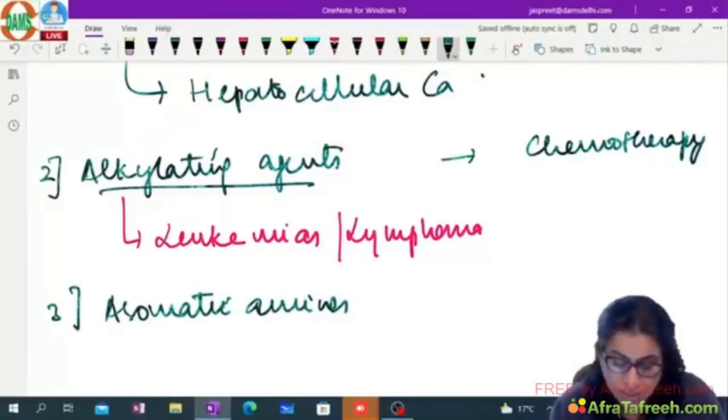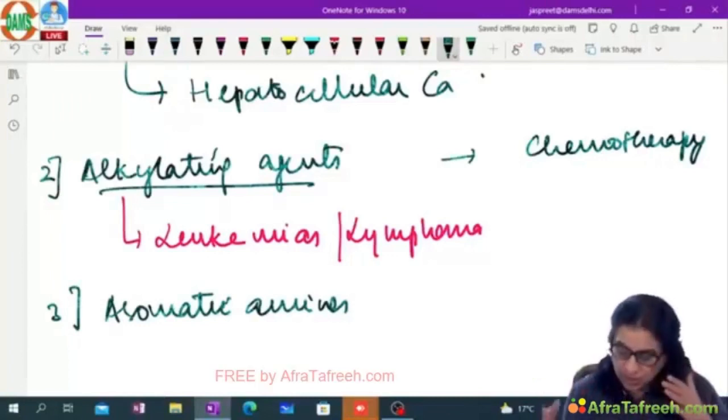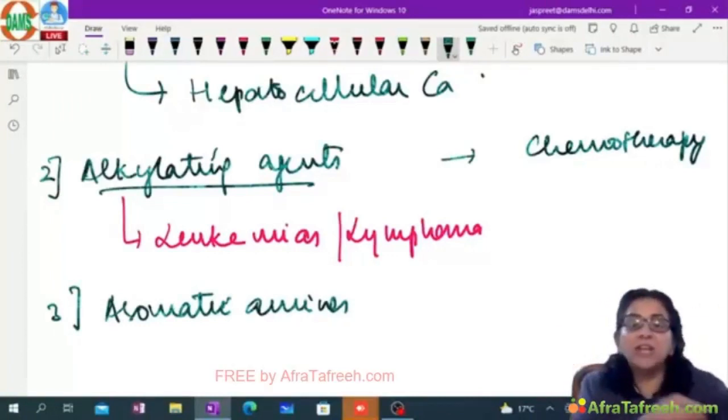Okay, Sridevi, hepatocellular carcinoma is long term. These cancers are not acute.